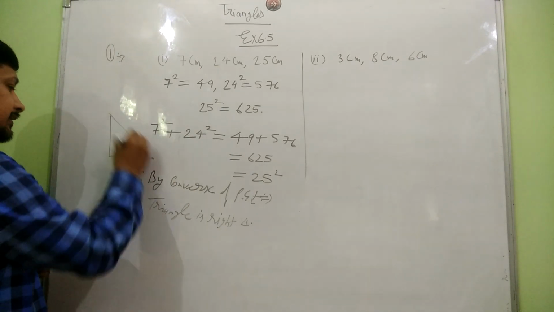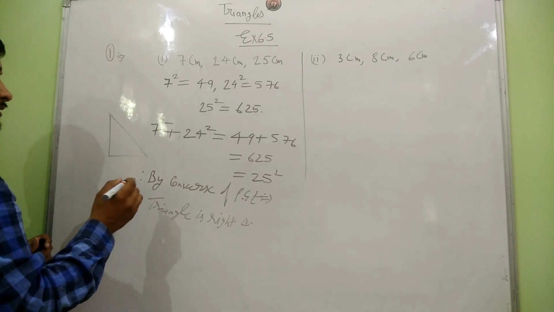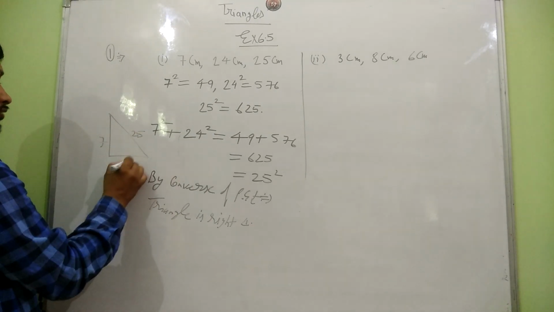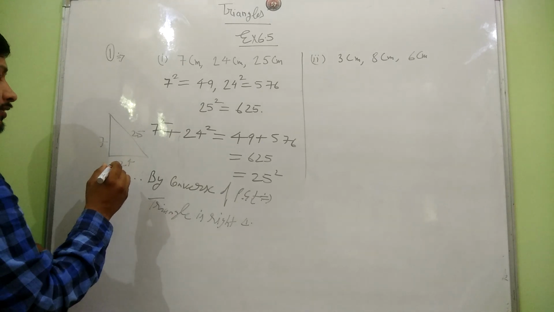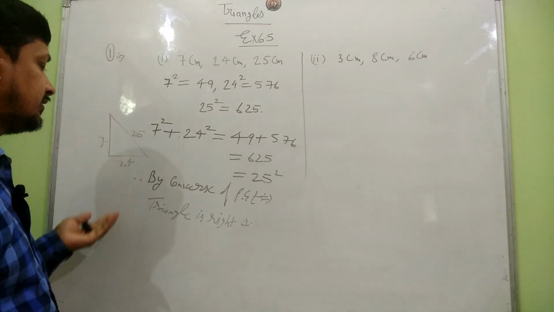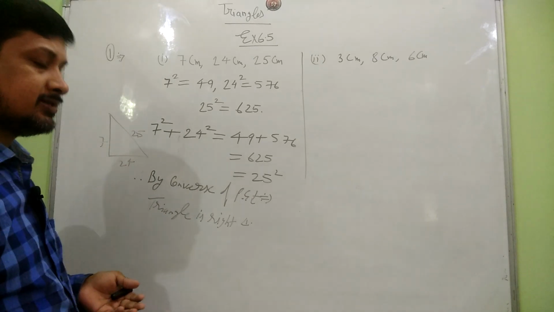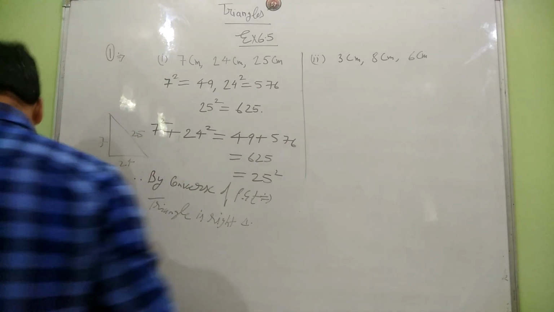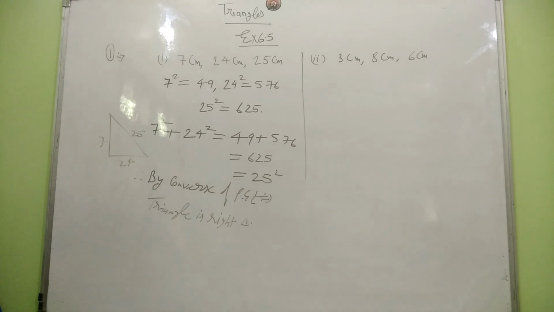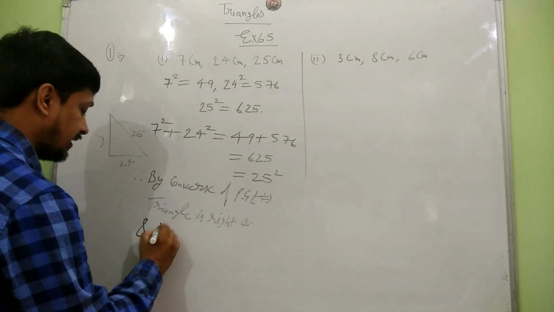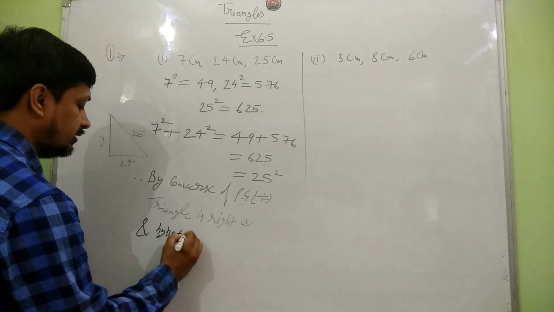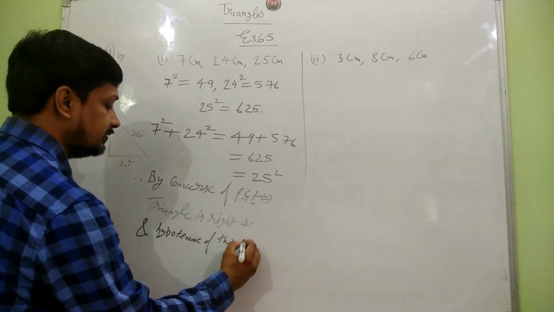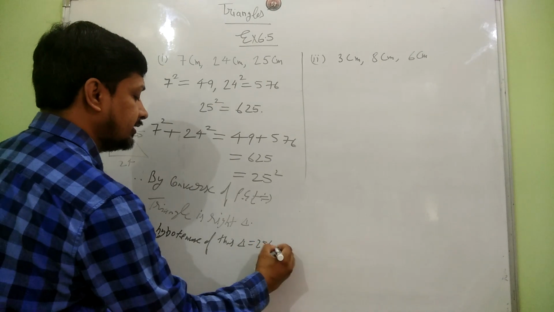So let us make the figure. This is 25, this is 7, this is 24. Okay, so which is the side which can be the hypotenuse? You know hypotenuse is the longest side, so 25 centimeter will be the hypotenuse as the question has asked. So we can write: hypotenuse of this triangle is equal to 25 centimeter.